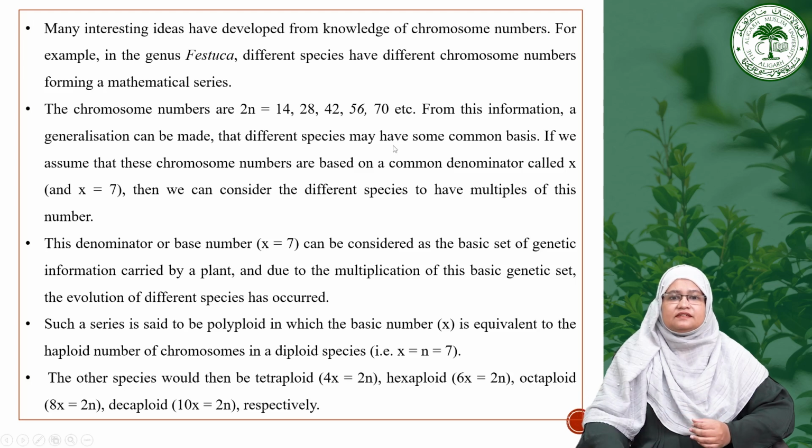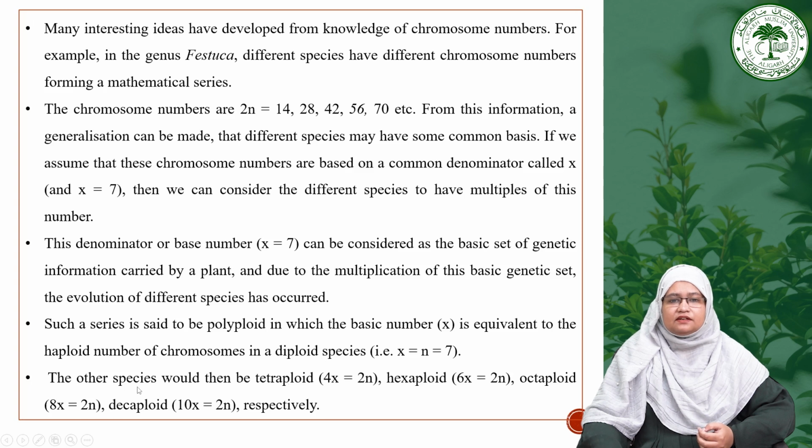If we assume that these chromosome numbers are used with a common denominator called x, that is 7, then we can consider the species to have multiples of the number. So the base number 7 can be considered the basic set of genetic information carried by a plant, and due to the multiplication of this basic genetic set, the evolution of different species has occurred. Such a series is said to be polyploid, in which the basic number x is equivalent to the haploid number of chromosomes in a diploid series.